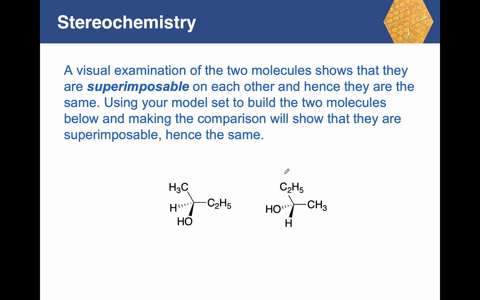So let's look at this. The conclusion of the previous slide is that if you can visualize it, these 2 molecules here are really superimposable on themselves. So therefore they are the same. If you build them by putting 4 different groups on and label them as ethyl, methyl, hydrogen, and OH, and another molecule as ethyl, methyl, hydrogen, and OH, and see if you can superimpose them, they are the same. So in this case, they are the same.